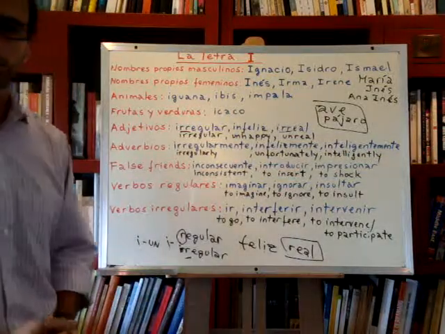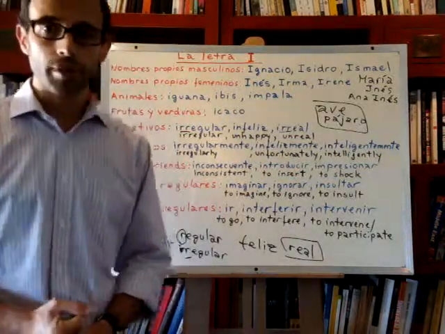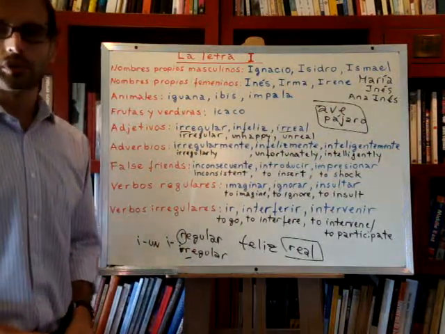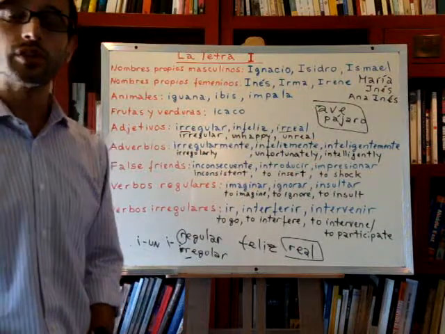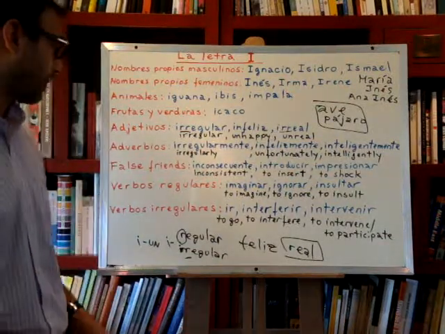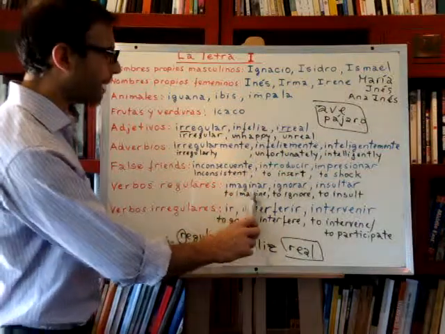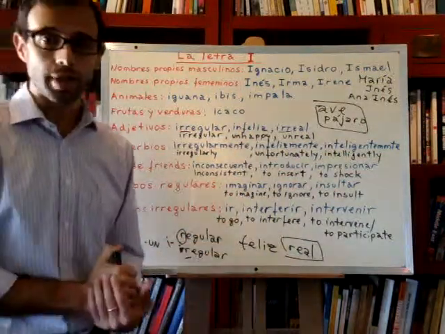Ahora continuaremos viendo verbos regulares que comienzan con la I. Now we will continue seeing some regular verbs that begin with I. Verbos regulares. Tenemos imaginar. We have the verb to imagine.